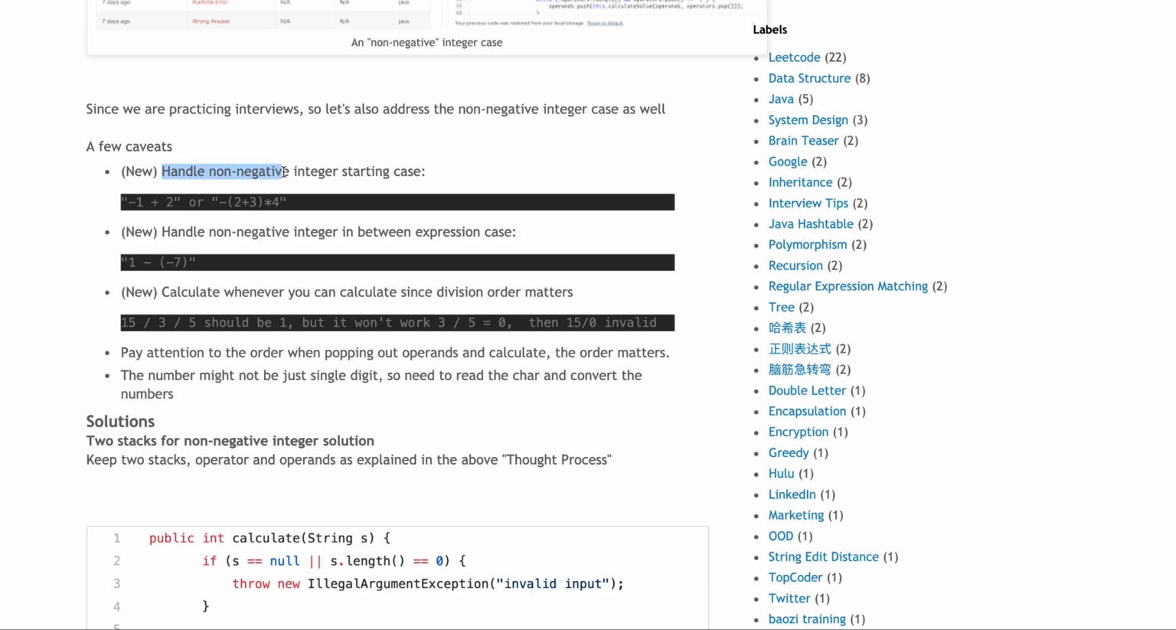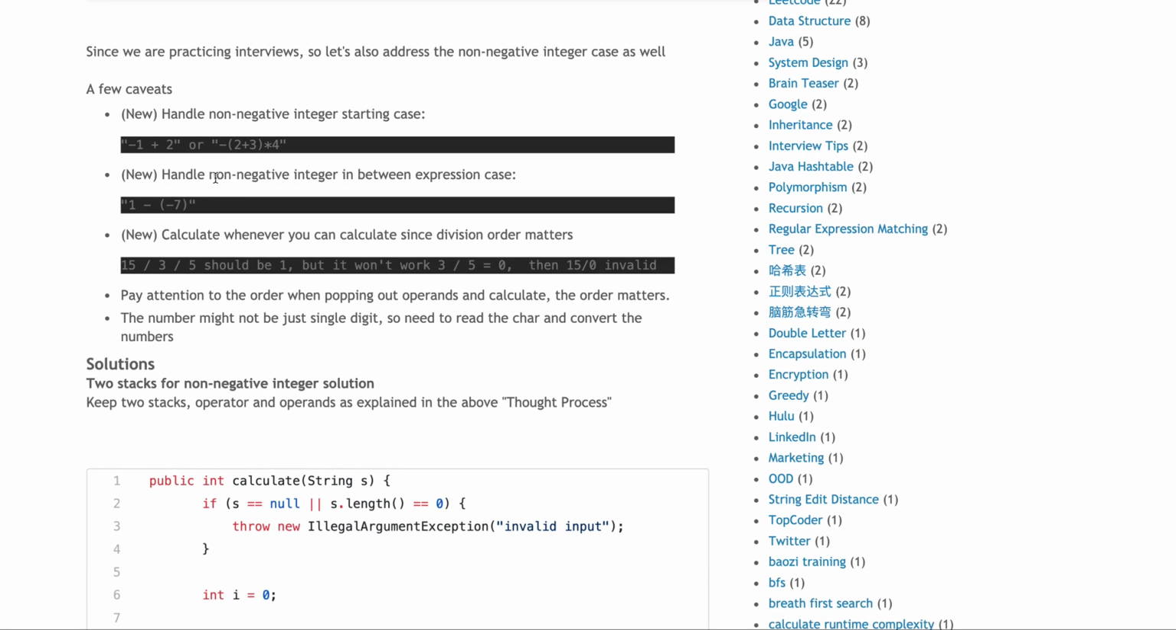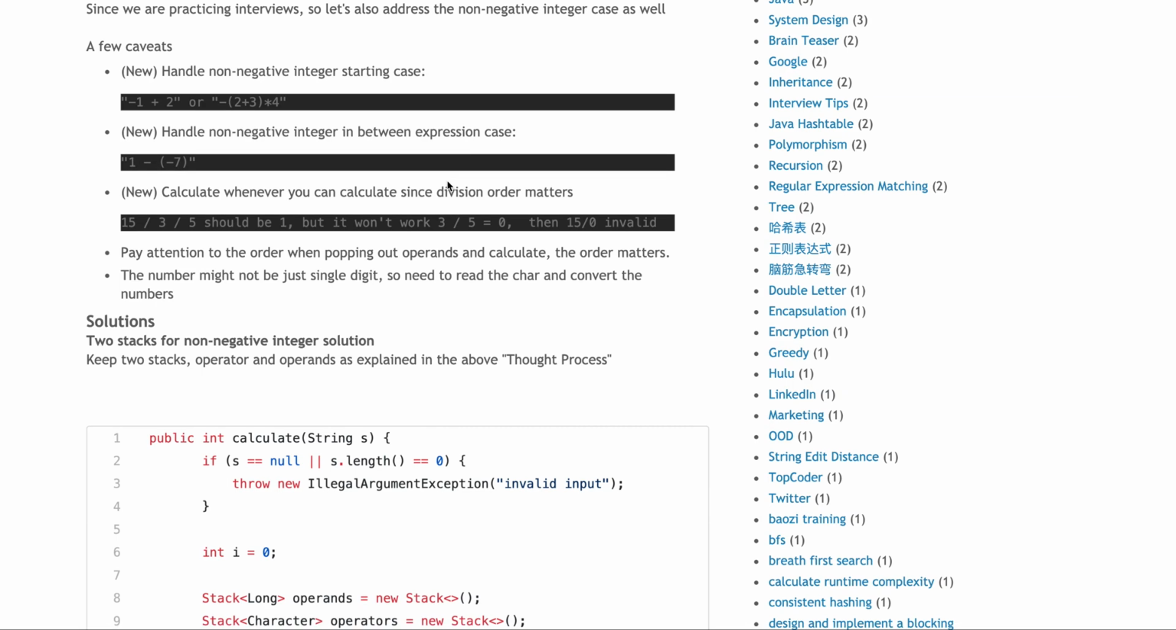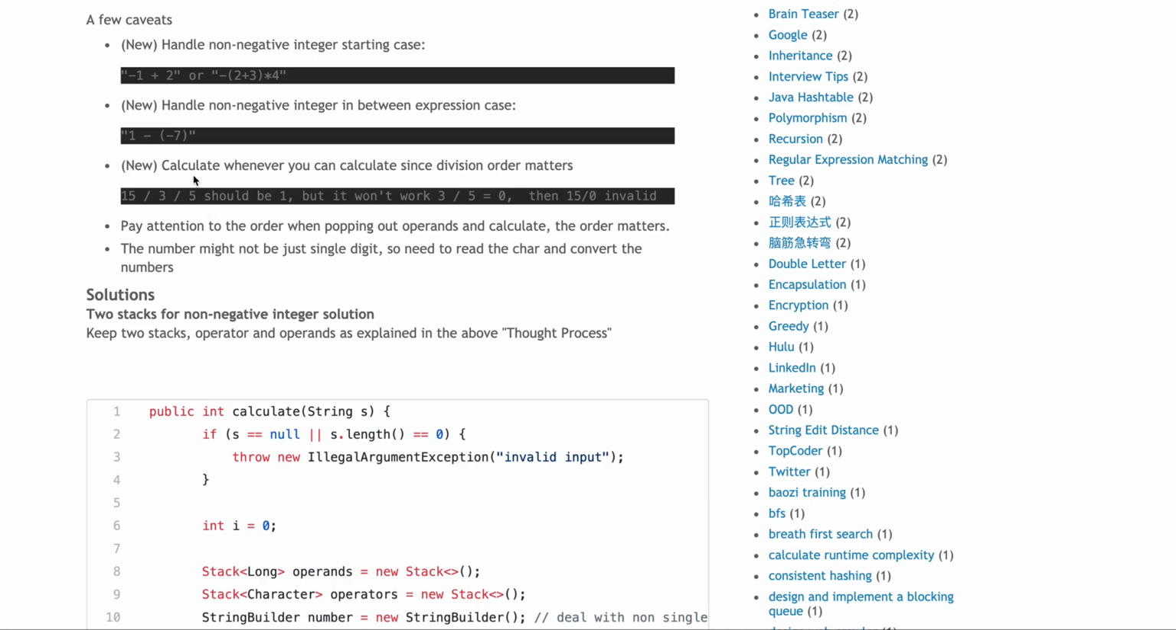I think I should change this. This should be about handling the negative integer case. For example, if you have -1 + 2, or you can have a negative sign inside brackets, like this. Another edge case is that the minus sign is not at the first position of the string, but more in the middle of the expression. So it's like 1 - (-7) in brackets. And another new case is more like this.